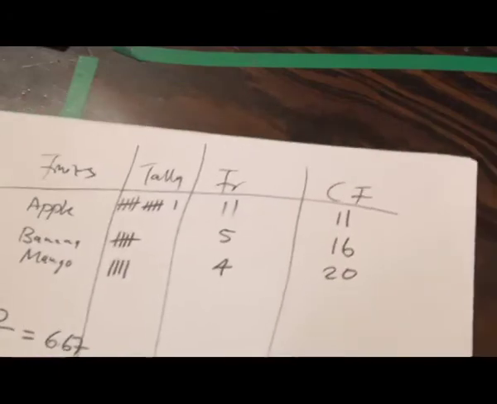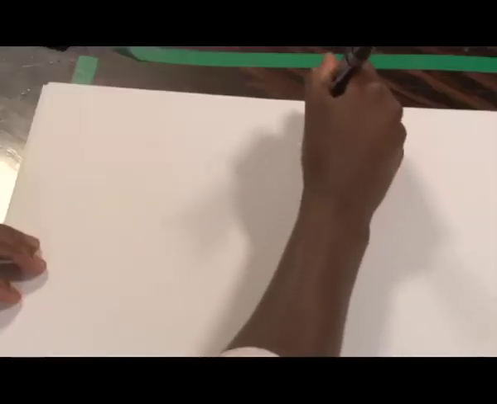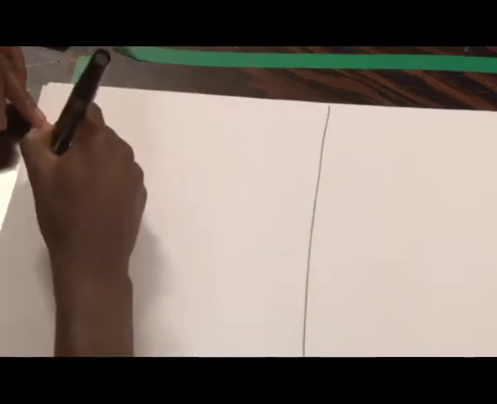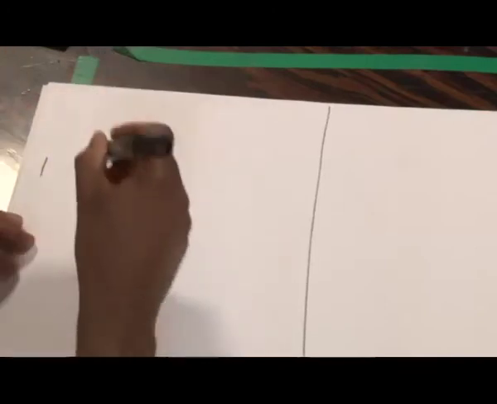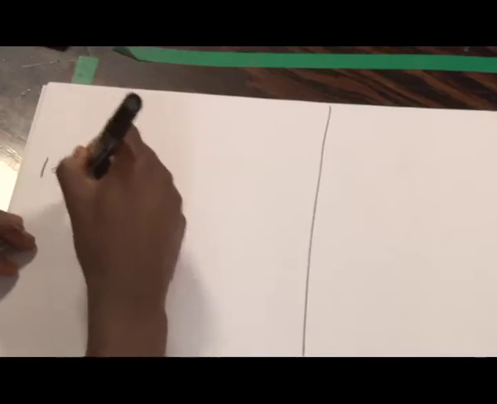Then we come to probabilities. A basket contains 3 orange fruits and 2 lemon fruits. Ian selects 3 fruits with replacement. So he selects 3. In this case, it says draw a tree diagram. Start with 1, because the probability is always out of 1 or 100.